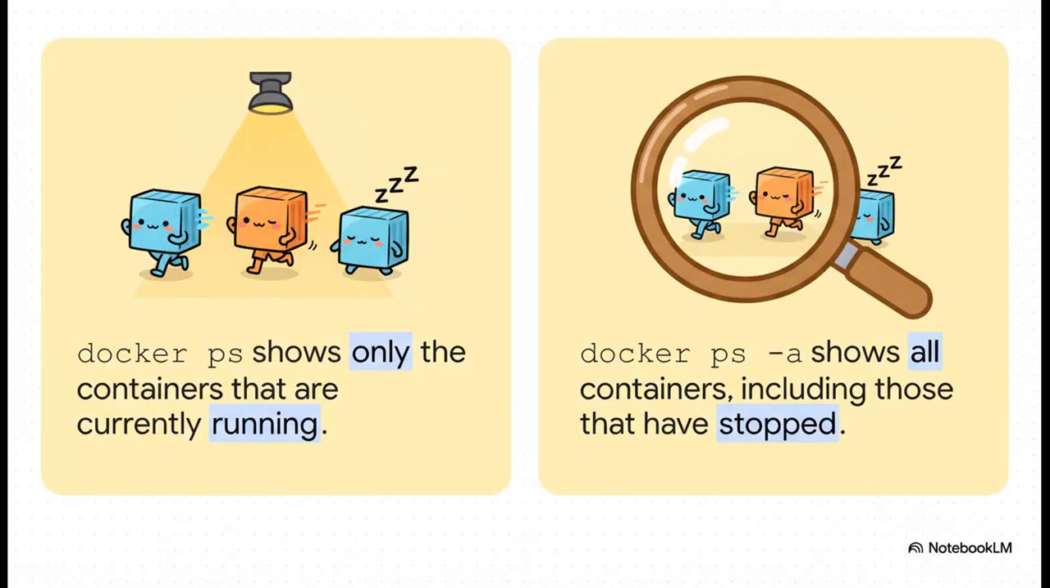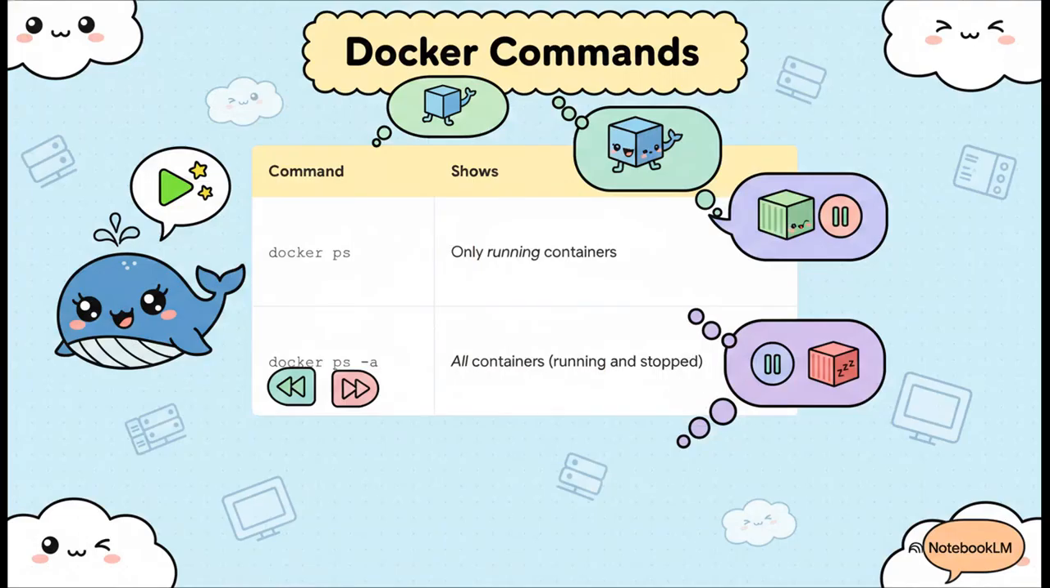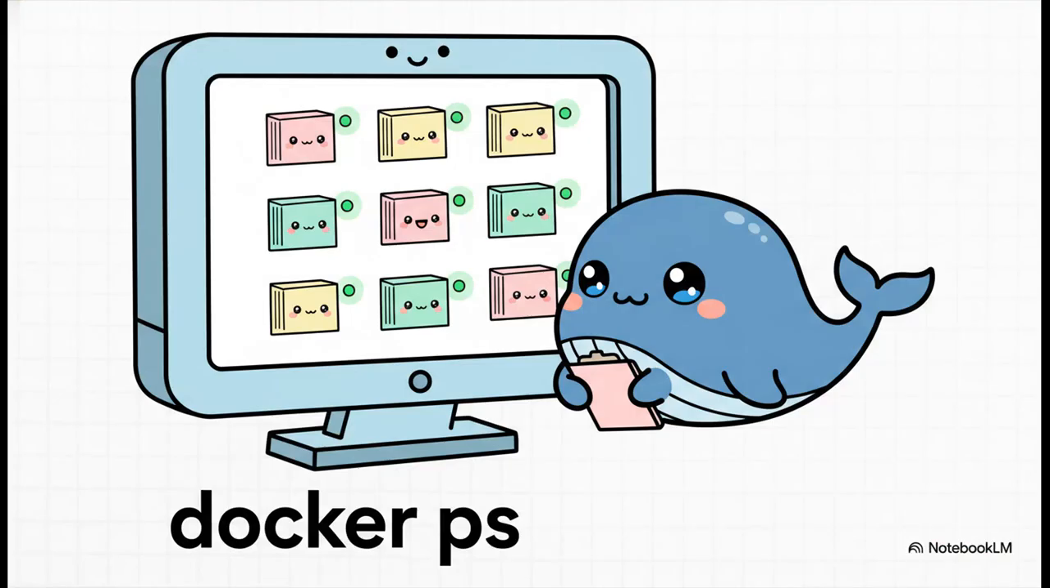Let's look at 2 super important commands for that. Here's the key difference. docker ps shows you what's currently active. The -a shows you everything. So, command 4 is docker ps. This is going to be your best friend for checking running containers.